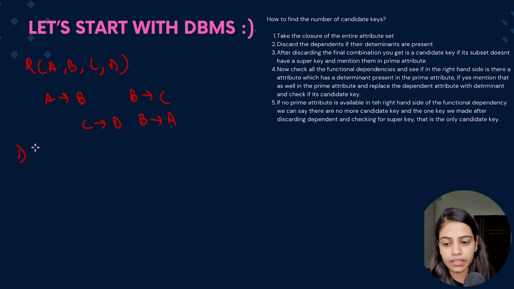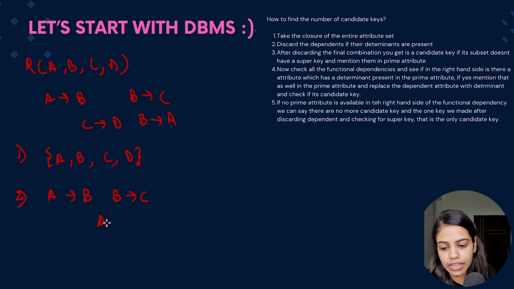So let's find the super key. To find the super key, firstly we will identify all the attributes. All the attributes present are A, B, C, and D. Now in the second step, we will analyze the functional dependencies. A determines B, B determines C. From this we can say A determines C. Now B determines C, C determines D. Since C is common, we can say B determines D.